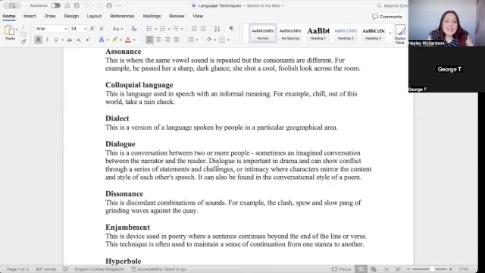Colloquial. This is language used in speech with an informal meaning. For example, chill, out of this world, take a rain check. So if you're using little sayings and phrases as well, that's something that is colloquial.